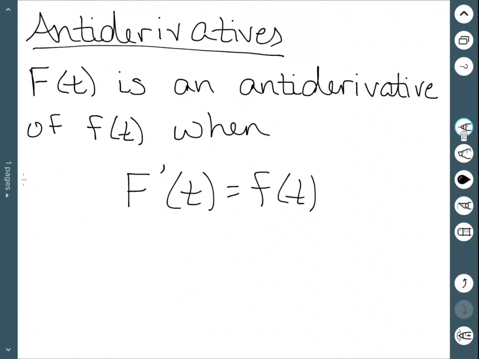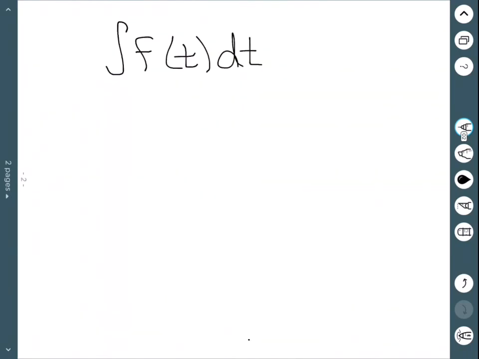And in general, an antiderivative is not unique. It is possible to have more than one antiderivative. However, if we have more than one, they only differ by a constant. This is our notation for an antiderivative. It's also called an indefinite integral. We say it's indefinite because it doesn't have bounds.